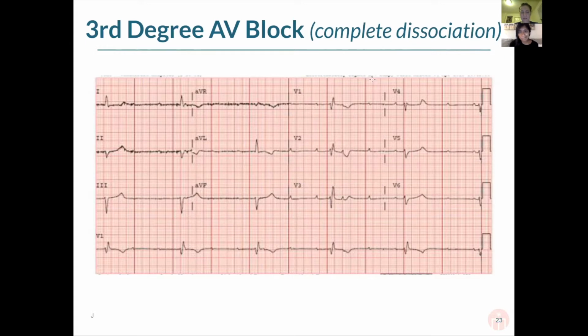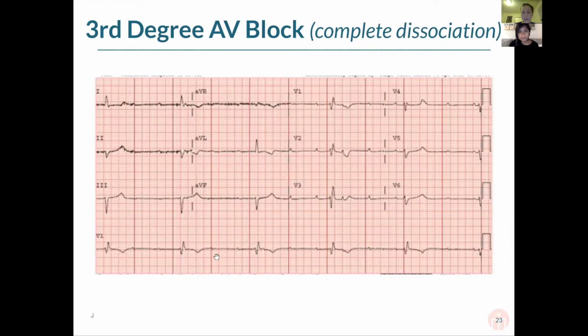This is a complete disassociation, so it's a little blurry and a little tricky to see. But let's look at the very last rhythm strip, V1, and you notice these little teeny blip, blip, blip between the QRSs. Those are the P waves. And if you count them out from P wave to P wave, now we have another one. Oh, the 3rd P is actually buried in the QRS. That's why it looks a little bit funky compared to some of the other ones.